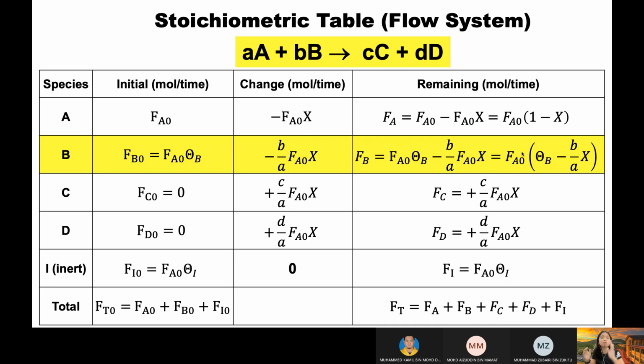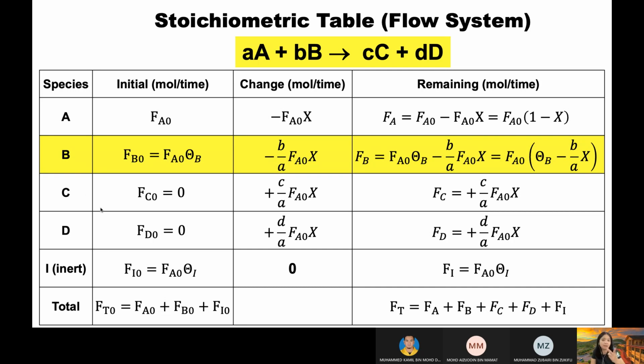Kamu tahu kan matematik, kalau kedua-dua variable tu ada variable yang sama, you can take out. So, become FA0 in bracket theta B minus B per A X tutup bracket. So, now we already know how to get FB. Kalau kamu perasan, just by knowing FA0, theta B, initial amount ratio tu dengan X kita memang tahu sebab conversion tu daripada part pertama kita tahu B per A is from chemical equation. Okay, done. Now we go to C and D.